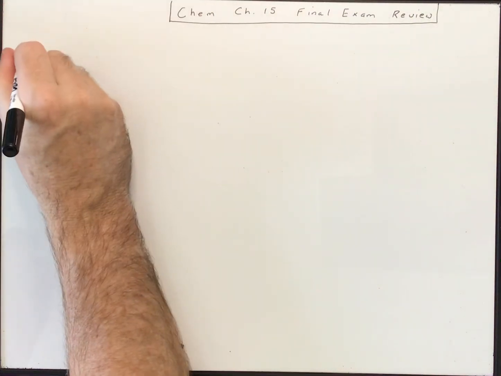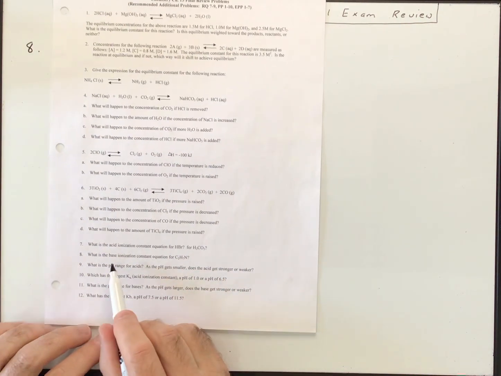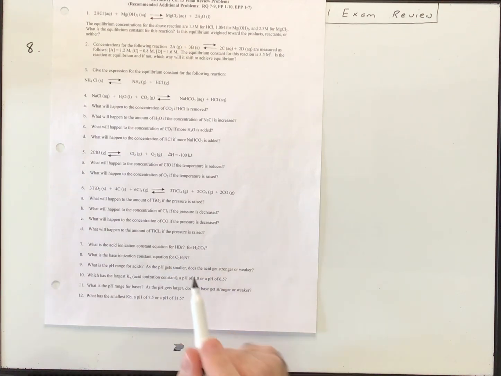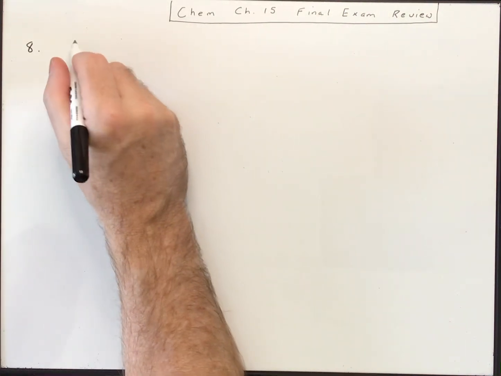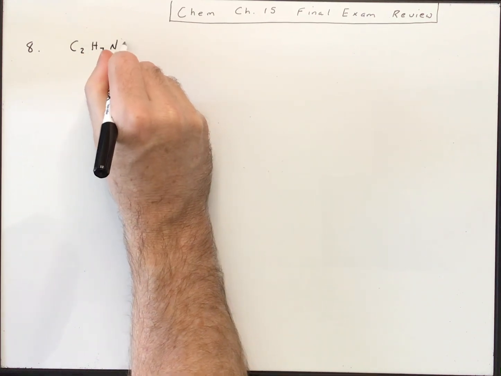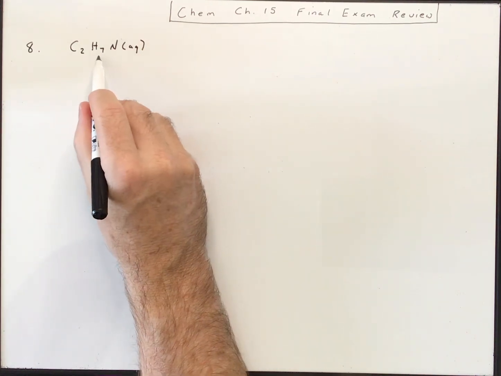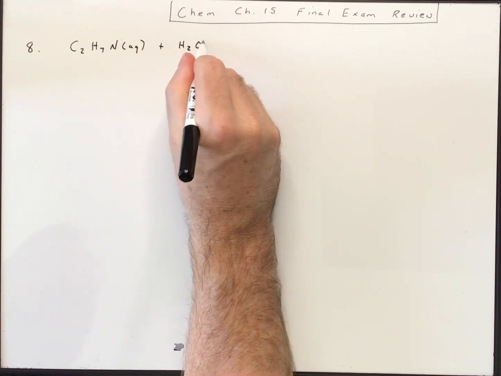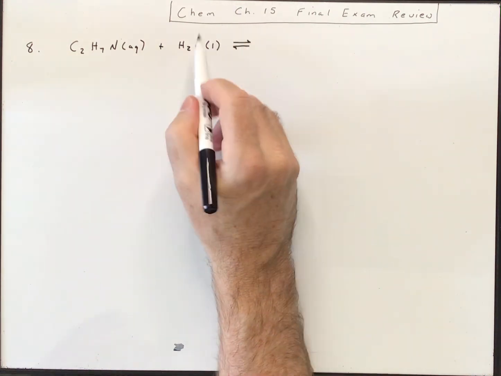Sorry about that. All right, number 8. Says, what is the base ionization constant equation for C2H7N? All right, the base ionization constant equation, C2H7N, and that's aqueous. So for a covalent base, a non-hydroxide base, what you do is you add liquid water to it. So the water doesn't become part of the equation, but we need liquid water.